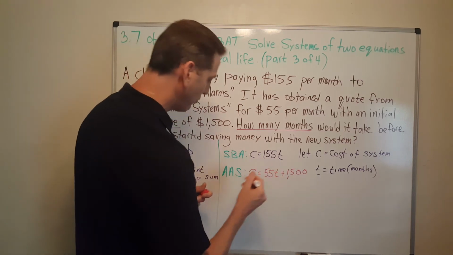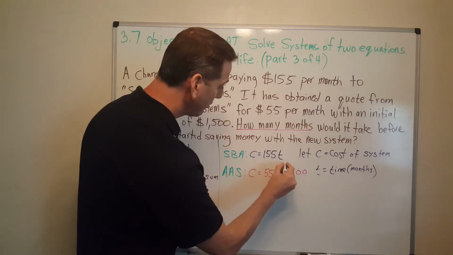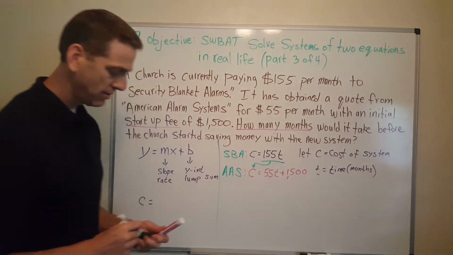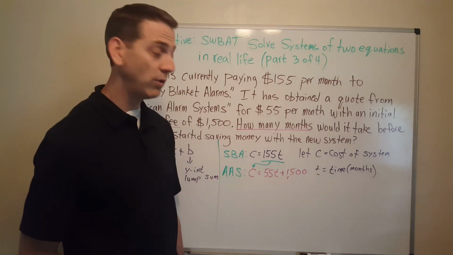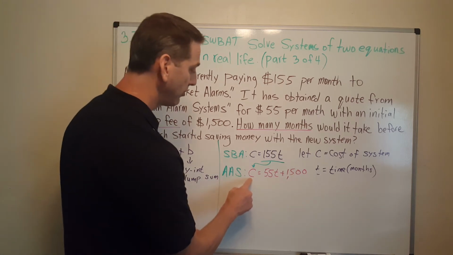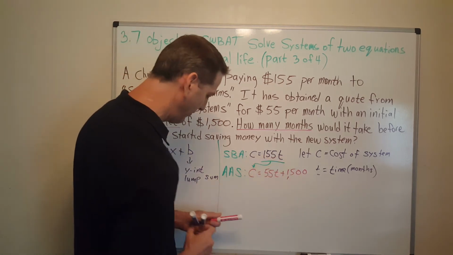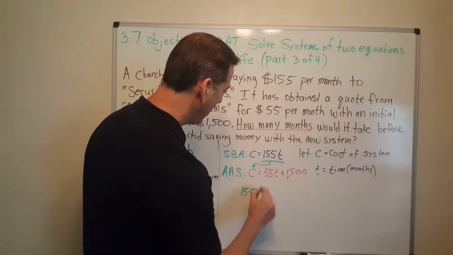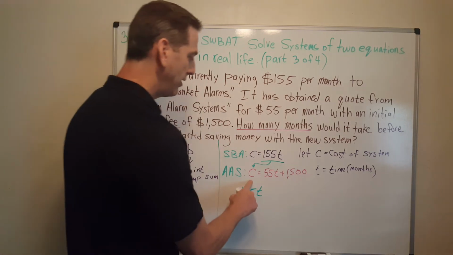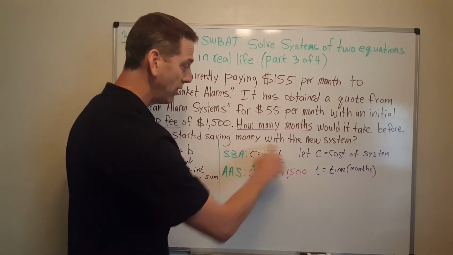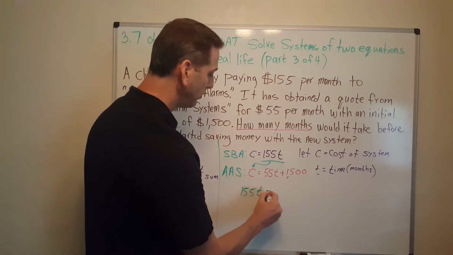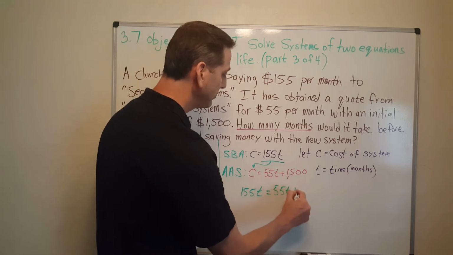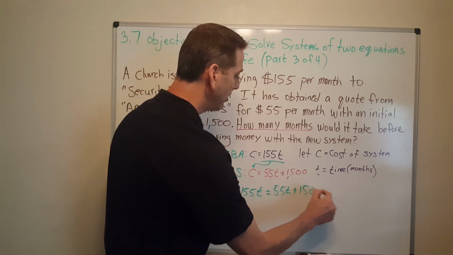That means everywhere I see a C down here, I can substitute 155T. So I'm going to take this 155T and substitute it right into that C, because that's what C equals. Okay, so let's bring that down. So C, and what's C? C is 155T. So I got 155T. That's what C is. Okay, it says it right there. Equals 55T plus 1,500.